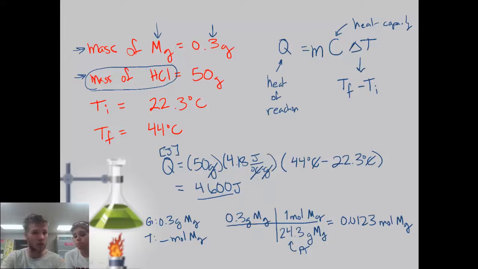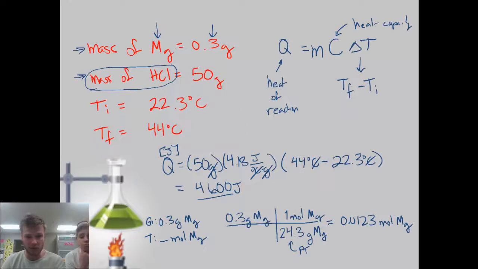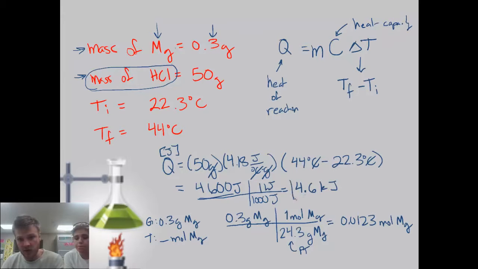Now remember, what are the units for delta H? Delta H is kilojoules per mole. So I'm going to get this into kilojoules. I divide by 1,000 joules, so all I'm doing right now is converting to kilojoules. I just move the decimal three times. This is going to be 4.6 kilojoules. So that's how much energy was released, and this is how many moles.